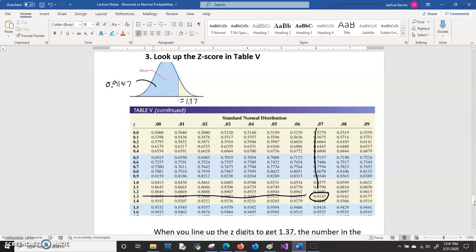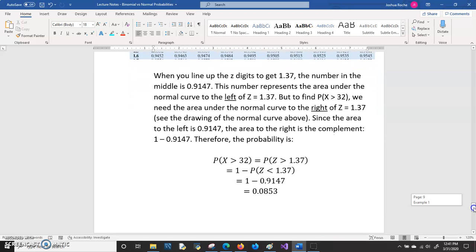0.9147. But remember from the problem that we want to find the area that's to the right of that. And so to get the area to the right, you find the complement, which is 1 minus 0.9147, and it comes out to that same result that came from the calculator, 0.0853.